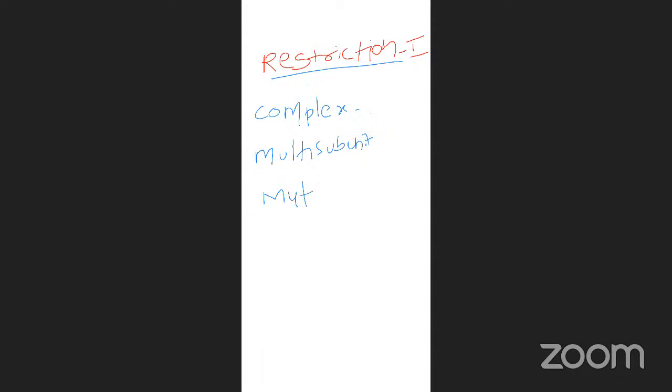Multifunction. It protects the host cell. Before protection, what is the mechanism of the restriction endonucleases? Producing the enzyme, sir, which will cut the DNA of the virus.